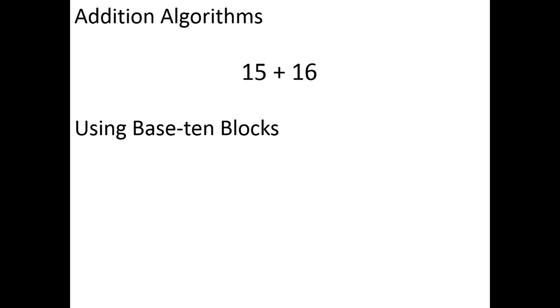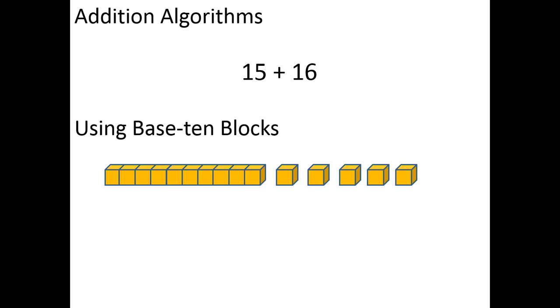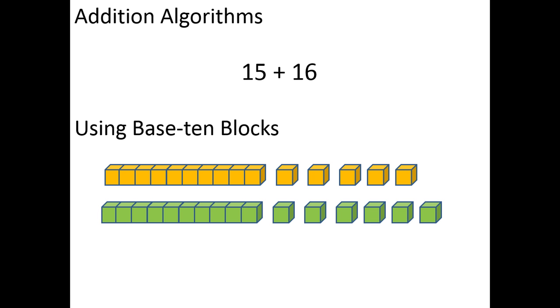So if we're going to look at some algorithms for addition, we might want to think about how we could represent a problem like 15 plus 16 using a very concrete representation. So we might represent these numbers using base 10 blocks. So literally the number 15 could be represented as one group of 10 with 10 grouped blocks and 5 ones with 5 ungrouped blocks. And 16 could be represented with one group of 10 and 6 ones left over.